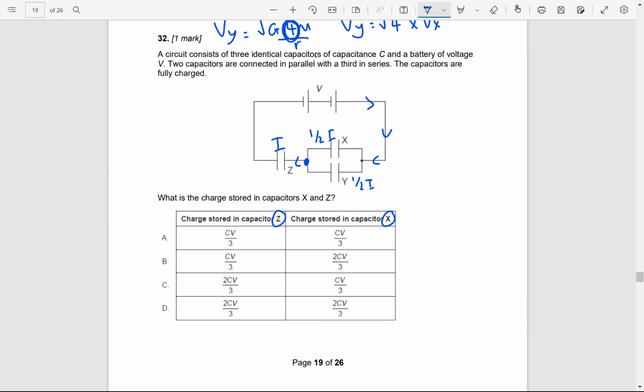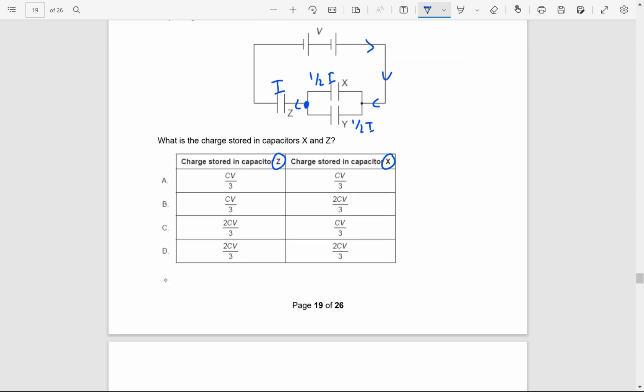So basically the charge through Z equals double whatever flows through X.